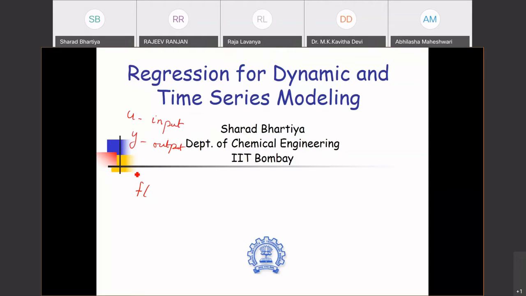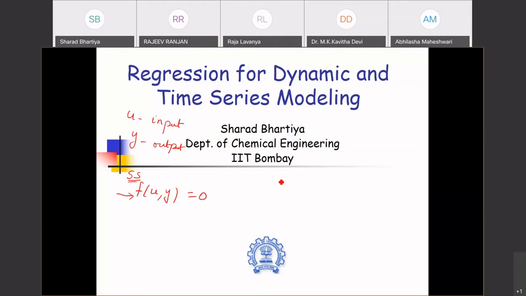So first thing we can think of is steady state models. When you say steady state models, the most general way of writing is f of u comma y is equal to 0. So you think about any process that you have when there is no time history, you can eventually bring it into this form.